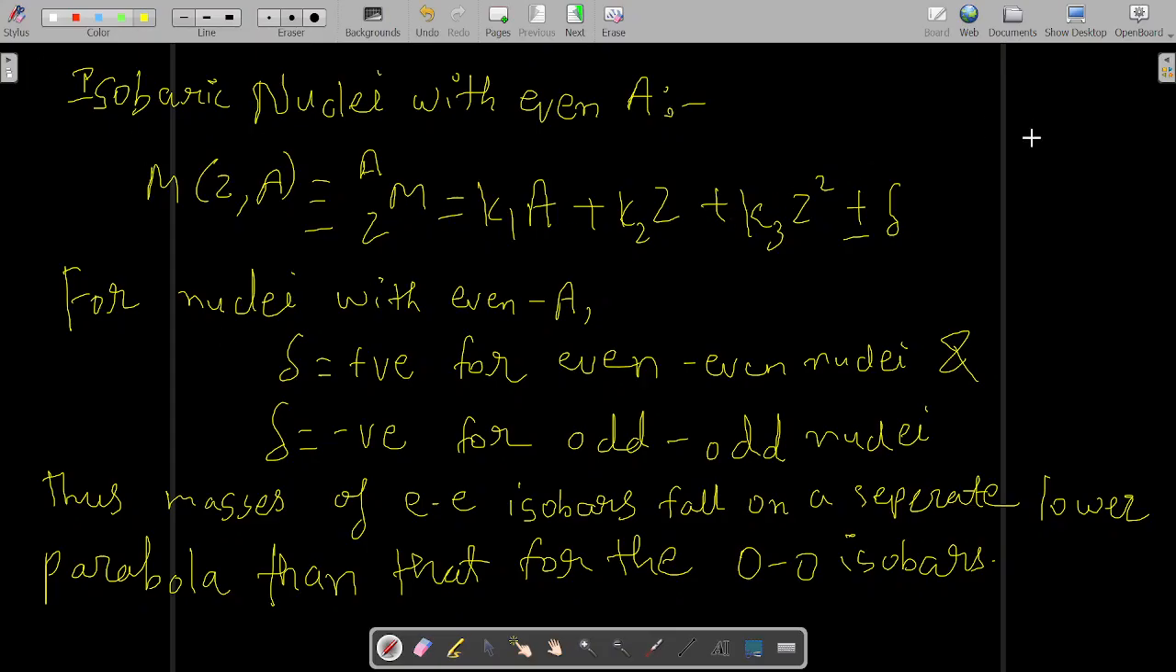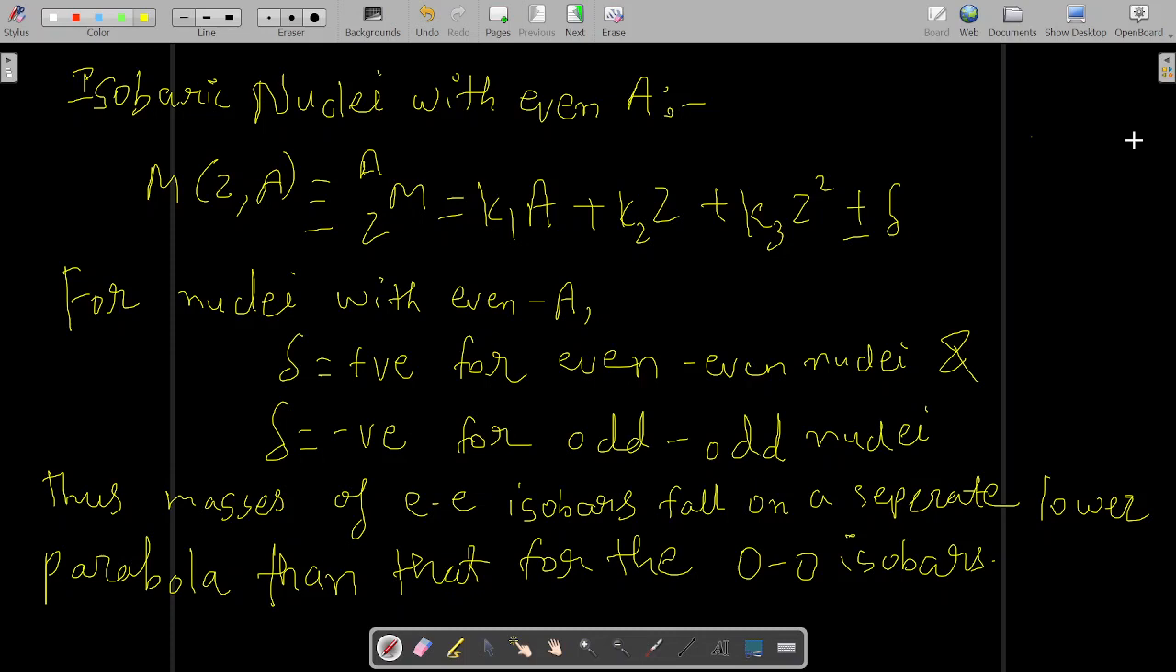So we will learn about isobaric nuclei with even A. Now for nuclei which have even atomic mass number A, two cases might arise. Either the number of protons is even and the number of neutrons is even, then even plus even is equal to even, or the number of protons is odd and the number of neutrons is odd. In that case also the atomic mass number A will be even only.